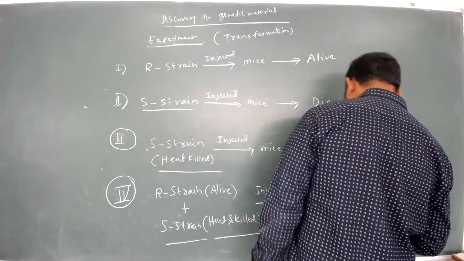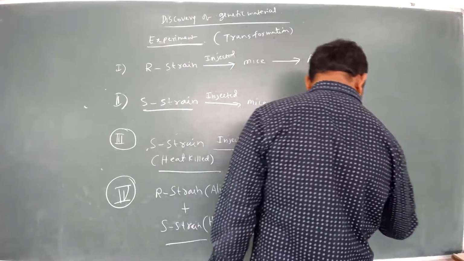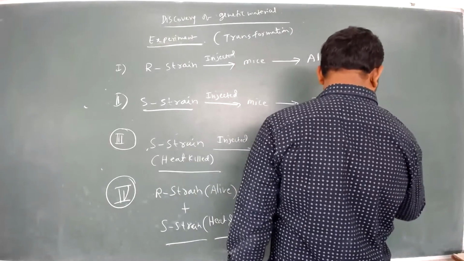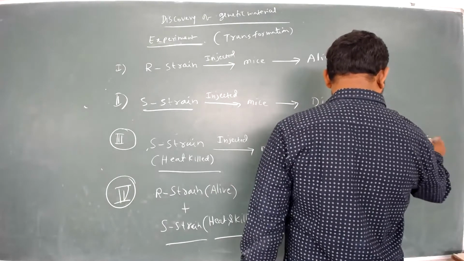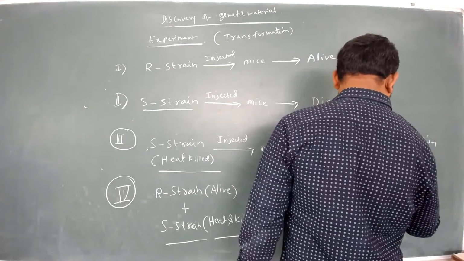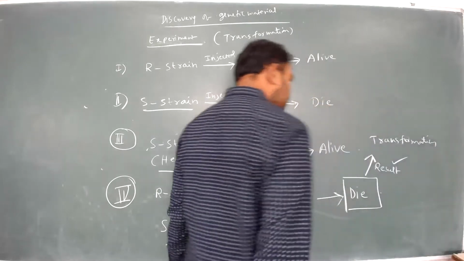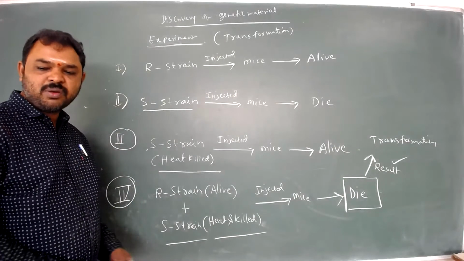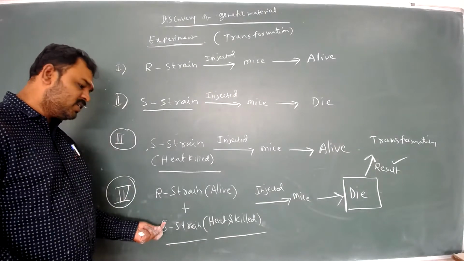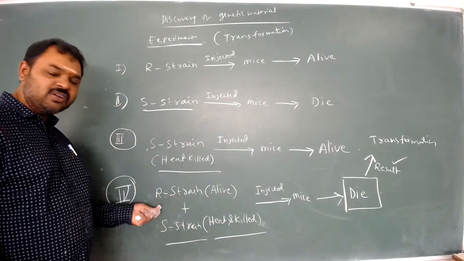The mice died. According to this result only, what principle was proposed here? Transformation principle. As per this result only, transformation. Why was this transformation principle proposed here? This is the S strain heat-killed. This is the R strain alive.